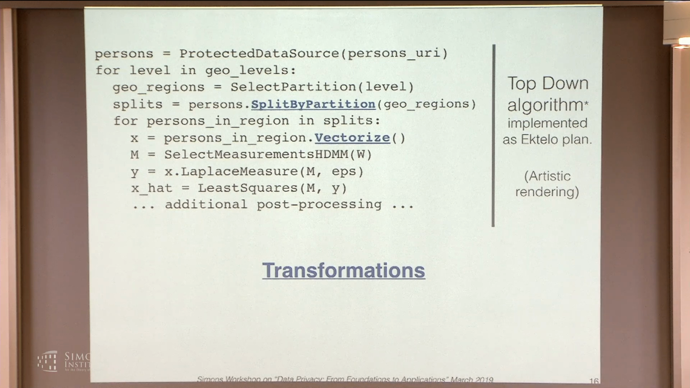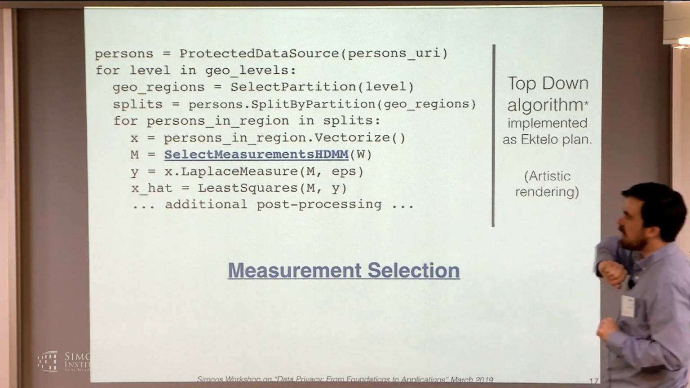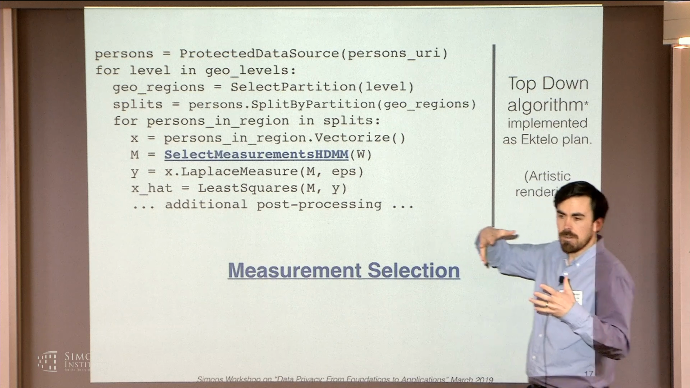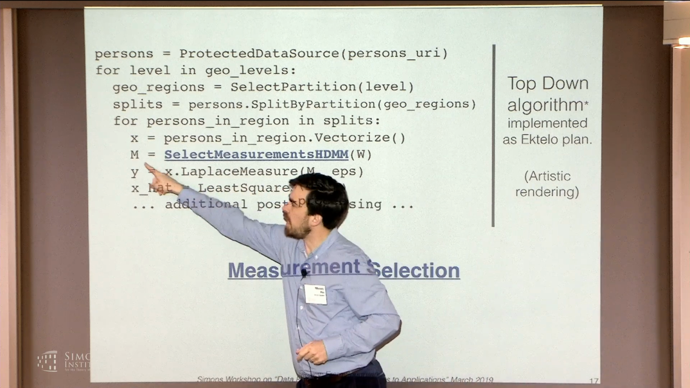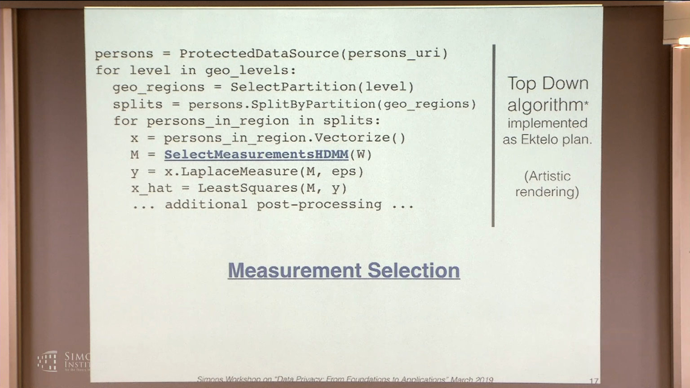The next step is an operation of measurement selection. Top-down uses HDMM, and that is now an operator in Ektelo. It takes in a workload of queries that you want to answer. Those are represented in matrix form applied over this vector x. But the only thing that HDMM does is simply output a measurement matrix, M. So it's not touching the private data, but just coming up with a good set of measurements to answer the queries in this workload.